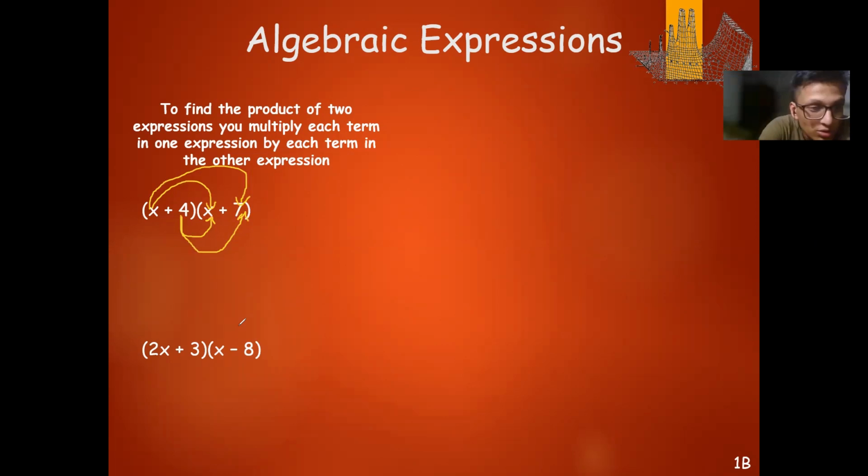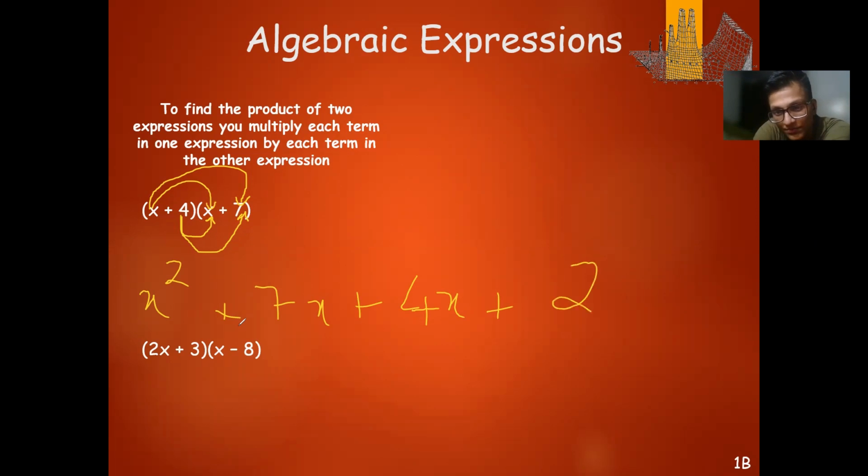And as you do, you write those answers down, which should be x squared plus 7x plus 4x from the second term, plus 7 4s are 28. And as you simplify further, you will get x squared plus 11x plus 28. Let me just rub this off.